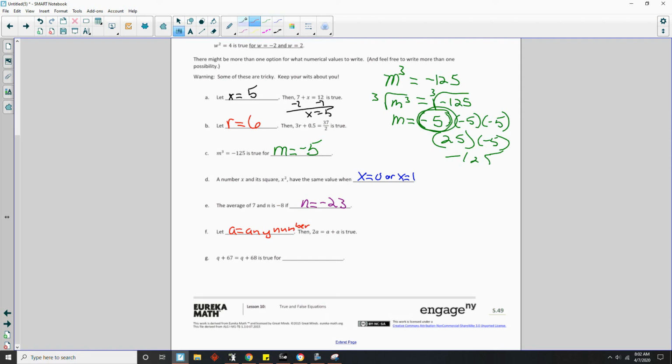Okay, and finally the last one. Q plus 67 equals Q plus 68 is true for Q equal to, well, Q plus 67 equals Q plus 68. If I get all my Q's on one side by subtracting Q, that goes away, and I get 67 equals 68. 67 never equals 68, so there is no value of Q that can make this true. So I'd say for no value of Q. Okay, there is no value of Q that would make that true.